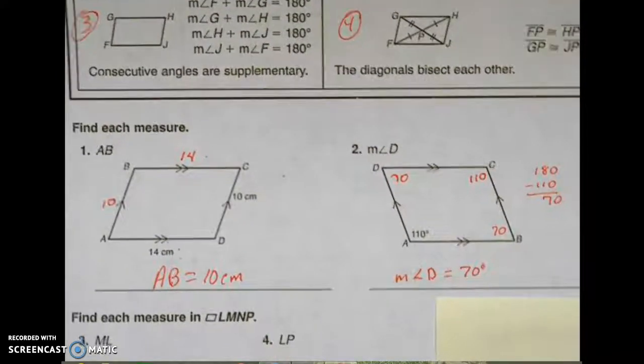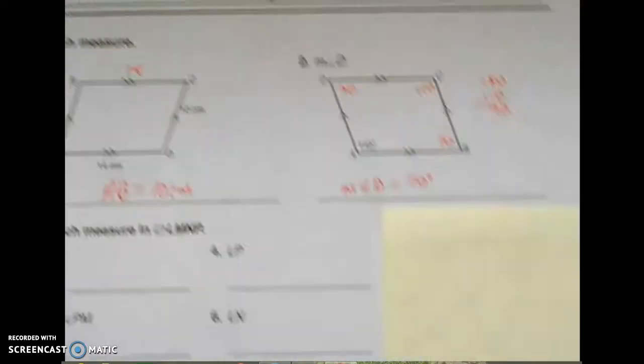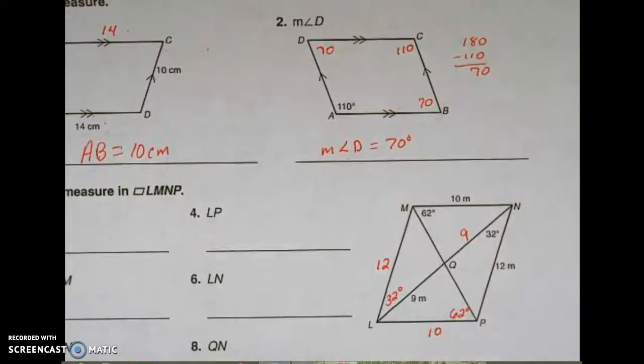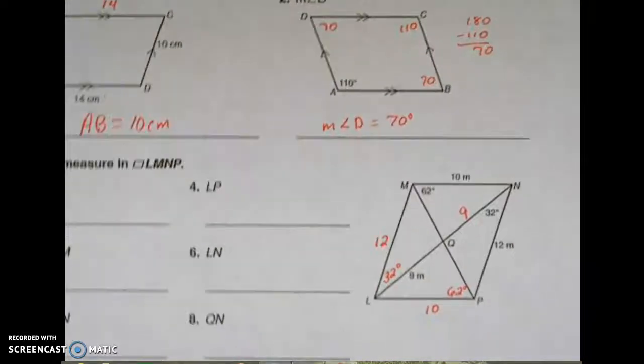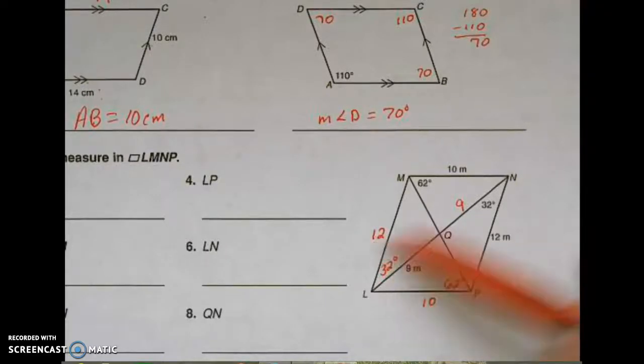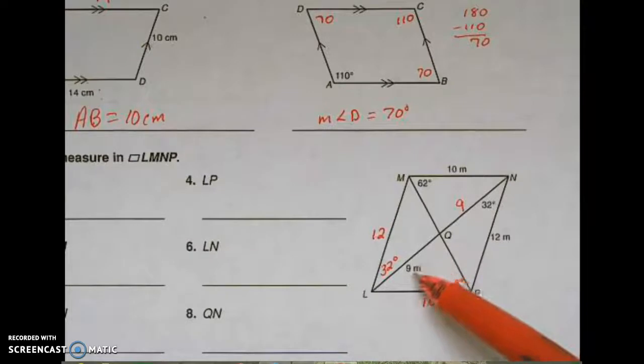If I'm looking at questions 3 through 8, it deals with my quadrilateral, my parallelogram, LMNP. And so the first thing I would do is probably label what I see in my picture. If I have a 10 meters on the top, I have a 10 meters on the bottom. 12 meters on the right gives me 12 meters on the left. My diagonals are bisected, so from L to Q is 9, from Q to N is 9.